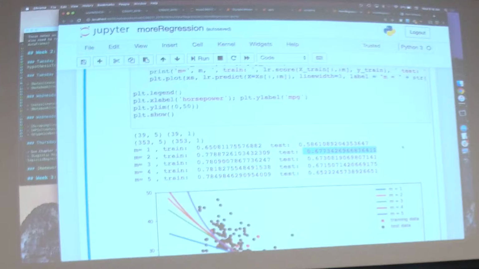I may have missed it. What's the difference between training and testing? Does that have to be the total data? Yes, the training in this case is 10% of the rows, and the testing is the other 90%.